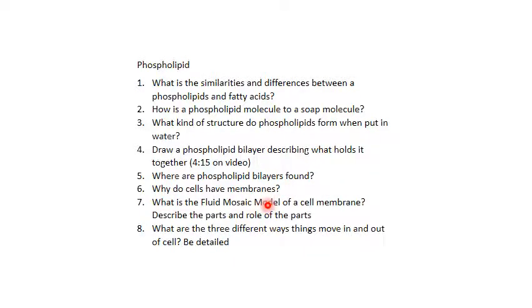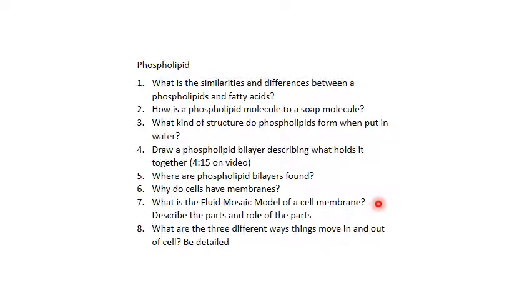What is the fluid mosaic model? Okay, so I told you that a cell membrane is more than just phospholipid bilayers. It has steroids and so forth, and that's what you have to define. So there's steroids that hold them together. There's cell receptors. There's carbohydrates. There's cell recognition and so forth.